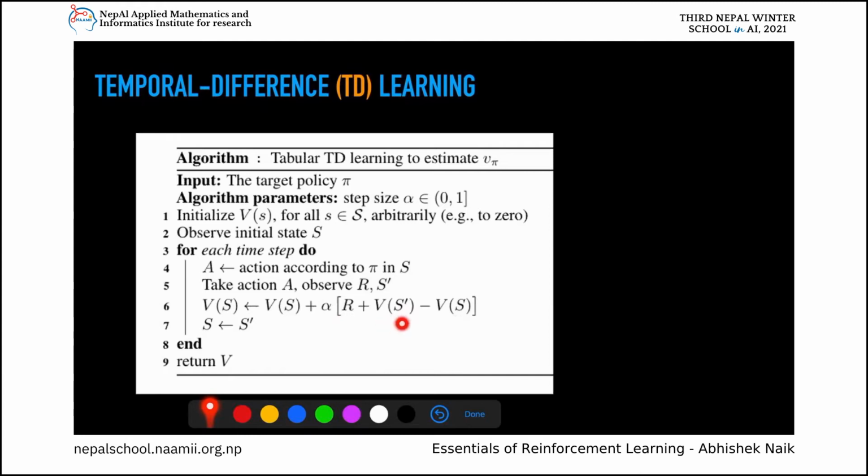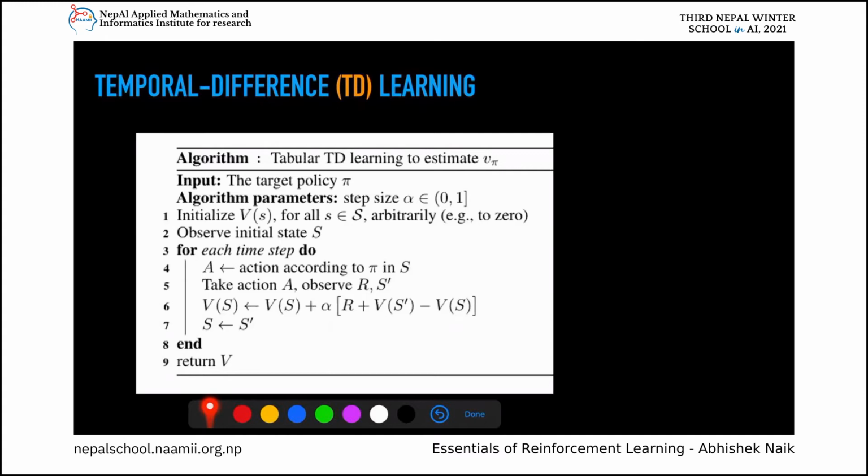This target also involves a guess. This is also an estimate, right? So we are learning a guess from a guess. And that is what temporal difference learning is about, right? This is what separates it from the traditional supervised learning paradigm. Yep, an essential pillar of RL.